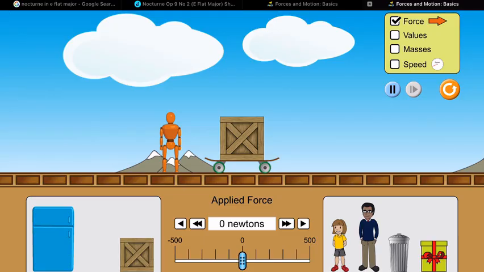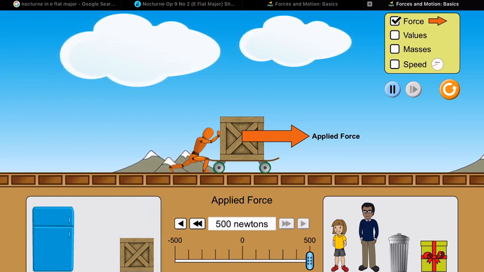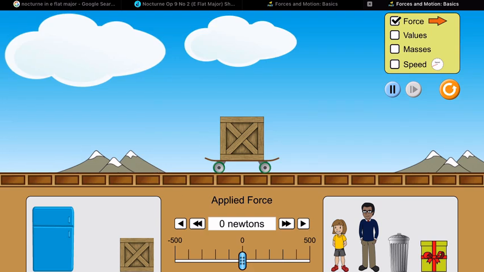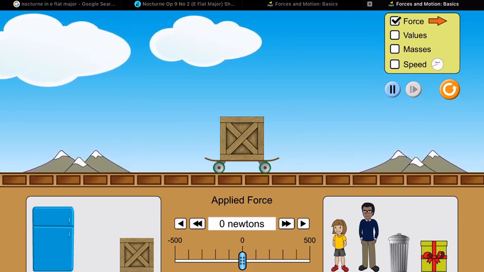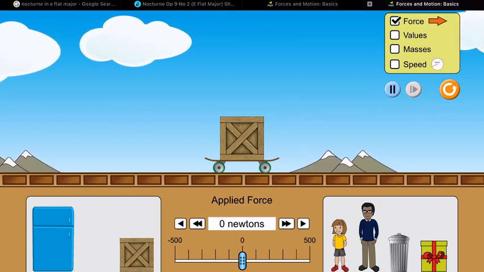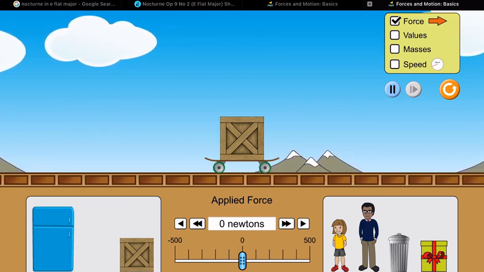Okay, so here I have a FBD simulation open to demonstrate this concept to you guys. So in this world, there is no friction between the wheels of the skateboard and the ground. So when the orange man over here pushes on this box and then lets go, it's going to continue moving at this constant velocity forever. Again, this is because of inertia. Since there's no external force acting on the box, it's going to continue in this same motion forever.